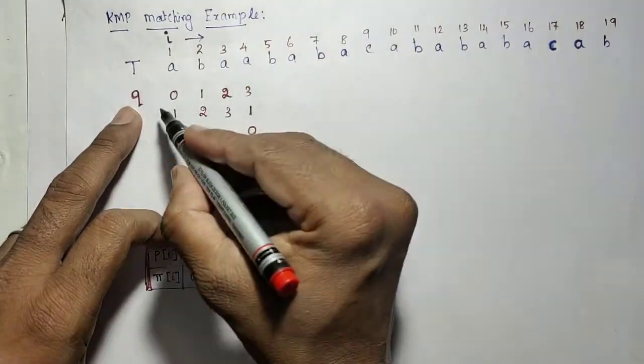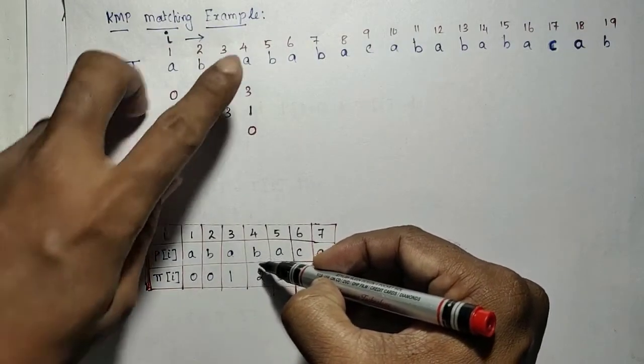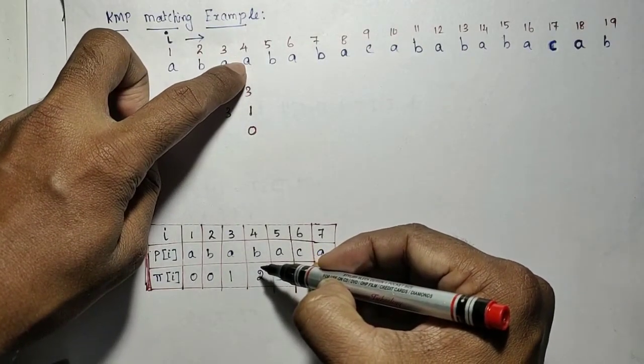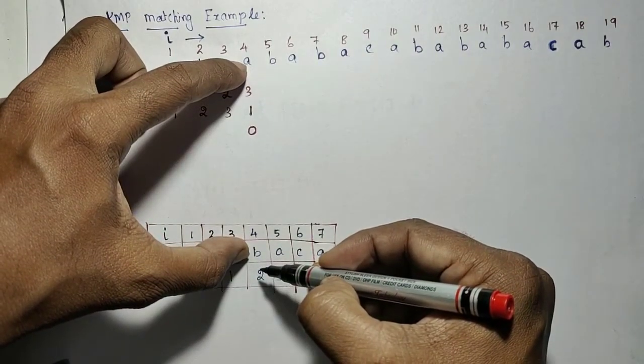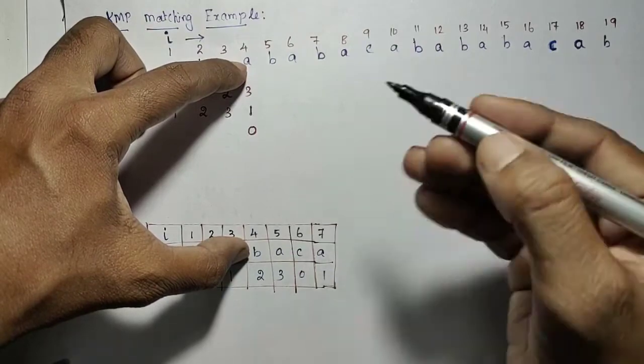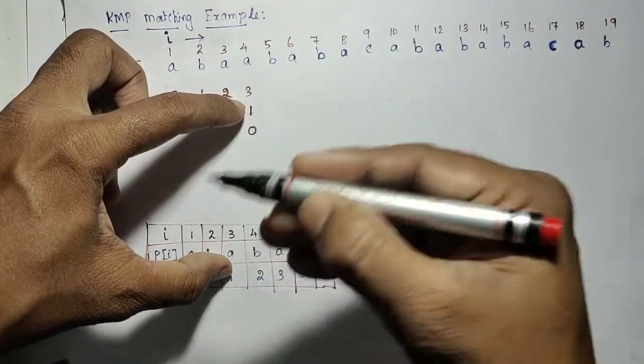So what are we checking? Q plus 1, the 4th character B, matches with the ith character A? Not matching. Okay, so A is not equal to B. A not equal to B means Q will be restored to pi of Q. So pi of 3 is 1. So it is changed. Again we need to check.